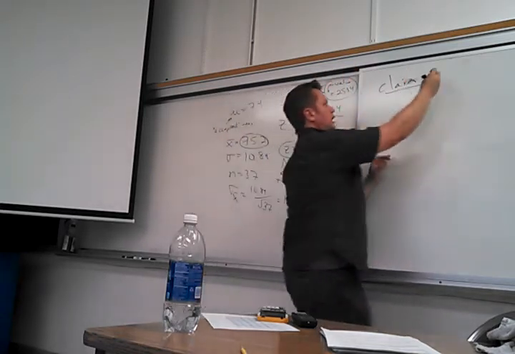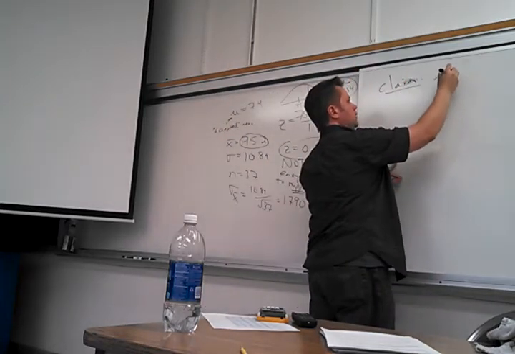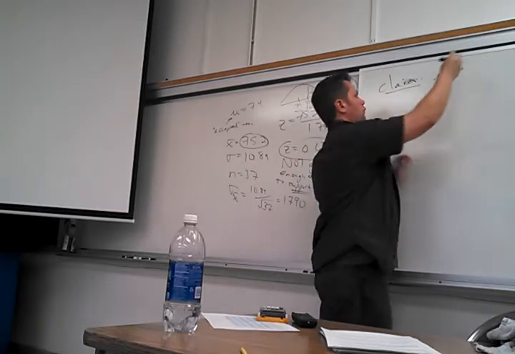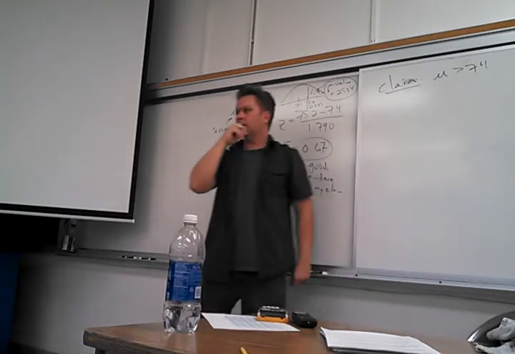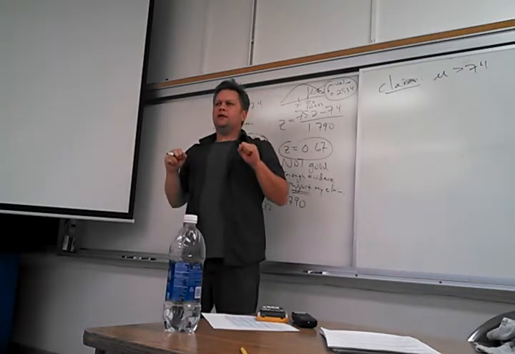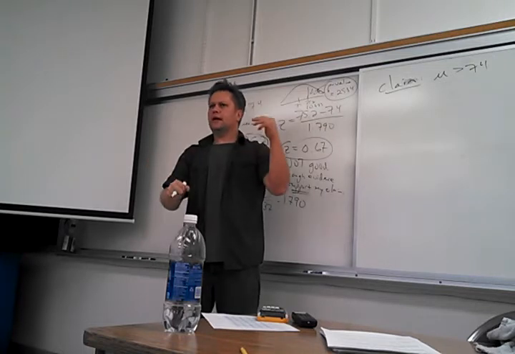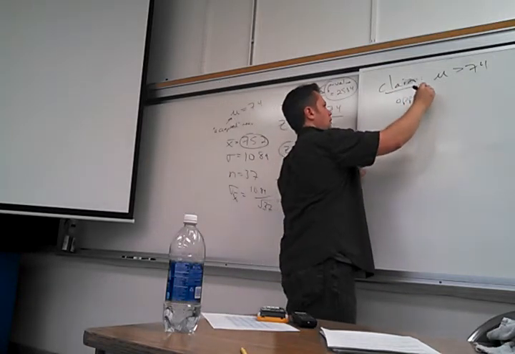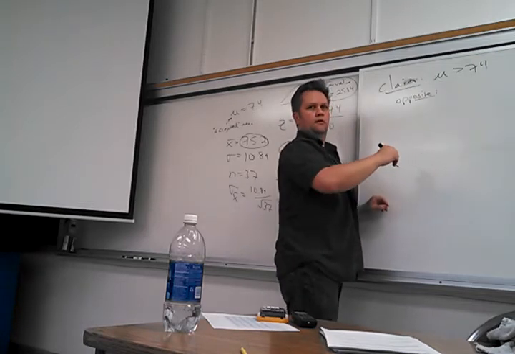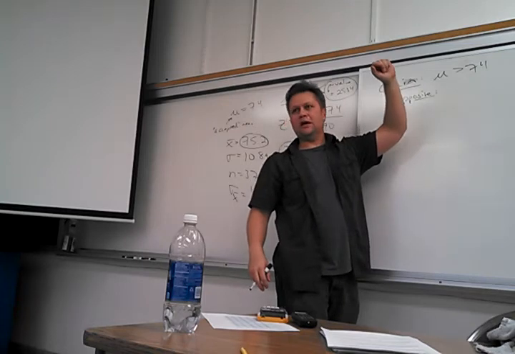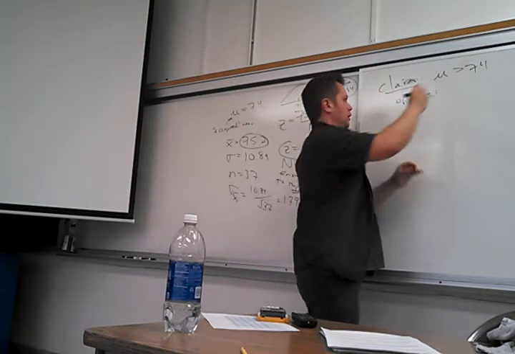Good. So the claim I was making was that my mean was bigger than 74. That was the claim I was making. With me? So if that's my claim, what am I kind of fighting against? What would the opposite of that be? What's the opposite of greater than 74? Be careful. Don't just say less than. Or equal to. I like it.